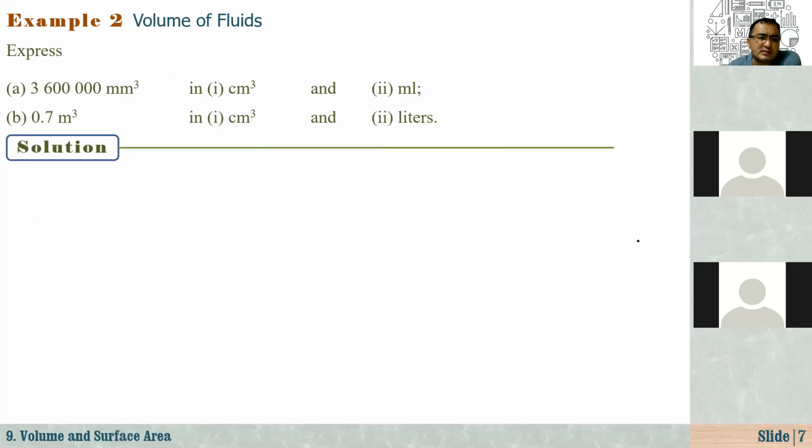All right, express. The first one is A, 3,600,000 millimeter cube in centimeter cube and in milliliter. Okay, so here in part A, millimeter cube, right? We should change this into centimeter. Now from here, 3,600, and 3 more zeros. And what is millimeter cube? Again, millimeter cube, 1 millimeter, right? I can just change this into centimeter.